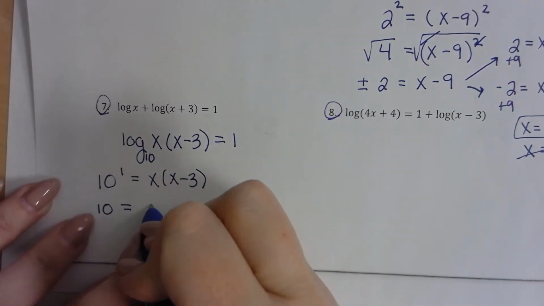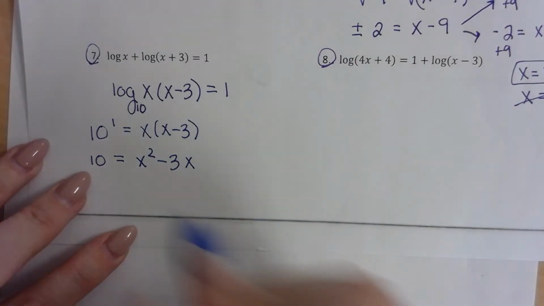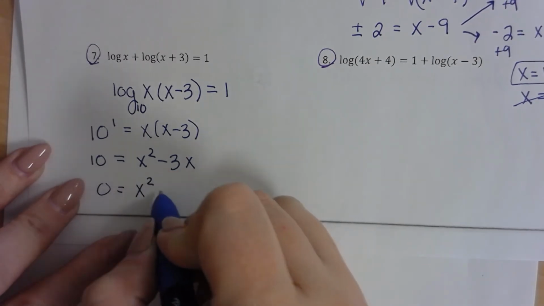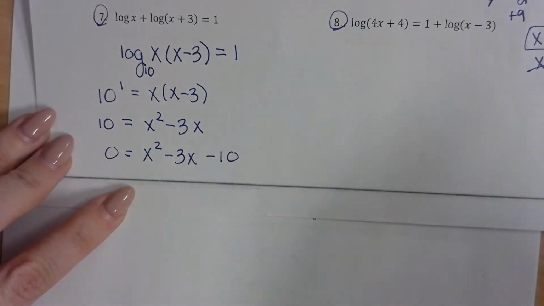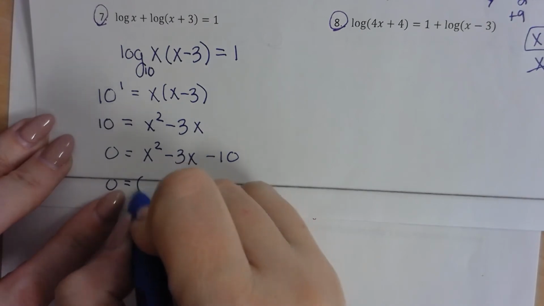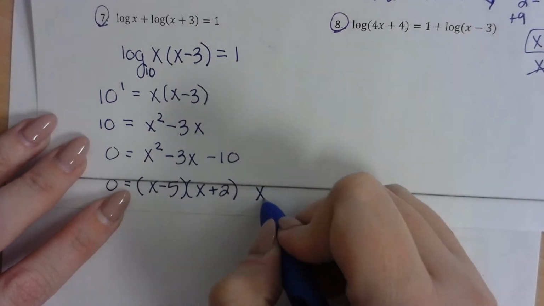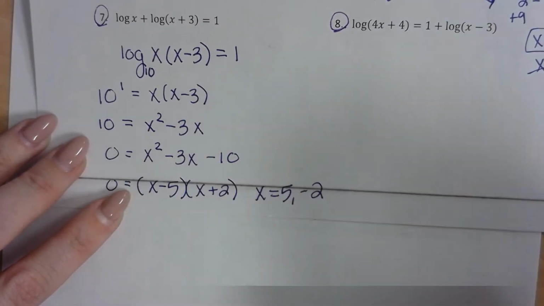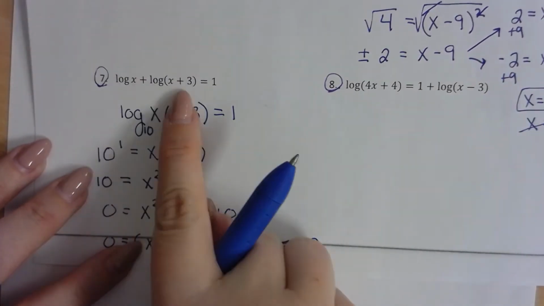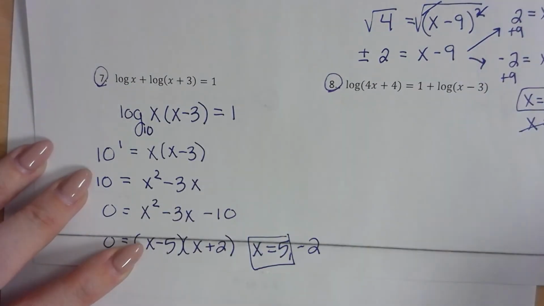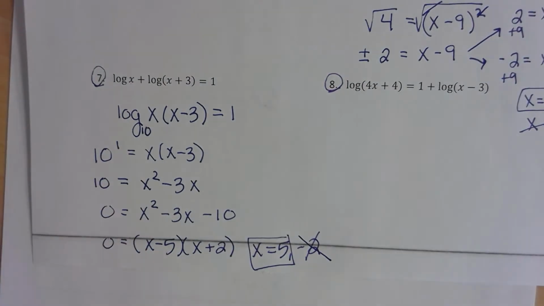So we get 10 equals x squared minus 3x. So we're going to have to factor, so we're going to have to subtract that 10 to the other side. So we get x squared minus 3x minus 10. And then we have to factor, so it multiplies to negative 10 and adds to negative 3 would be x minus 5, x plus 2, which would give us positive 5 and negative 2. Now let's make sure that nothing makes this negative. If I plug in 5 here, we're good. So x equals 5 is good. If I plug in negative 2, that makes that negative. So we're not actually allowed to have negative 2.